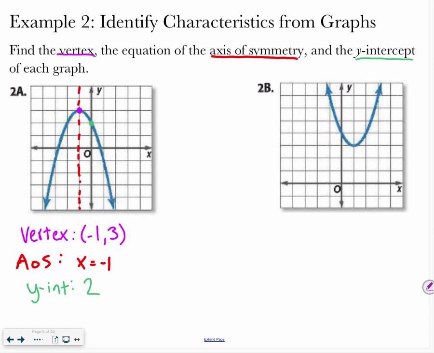Let's try just one more. My vertex in this one is the lowest point of the u. So I know my vertex is at 1, 3. My axis of symmetry, my vertical line, is always going to be at x equals, and in this case it's +1. My y-intercept, where does it cross my y-axis? 1, 2, 3, 4. It is 4. Okay?